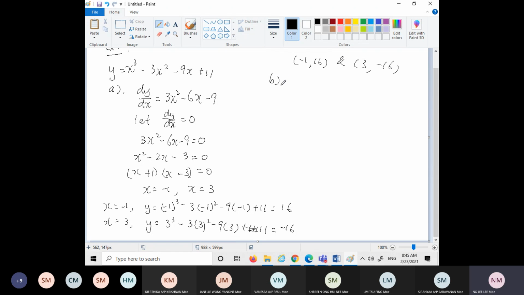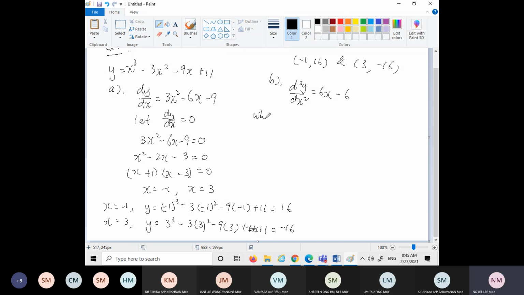So this is for part A. Part B: determine whether each of the turning points is a maximum or minimum point. I'm not going to use the sketching of the tangent method. I'm going to use the second derivative method. So I'm going to differentiate one more time. So 6x minus 6, correct? So I want to test.